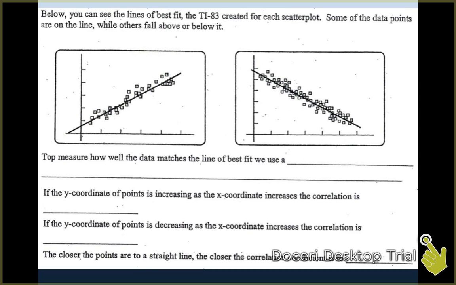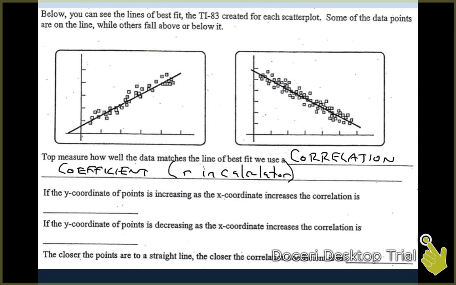To measure how well the data matches that, we use what's called a correlation coefficient. And that is a lowercase r when we're looking in the calculator. So lowercase r is what we're going to be using tomorrow.